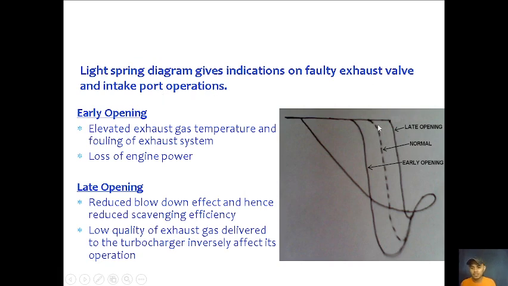Okay, the light spring diagram gives indication on faulty exhaust valve and intake port operation. As you can see, this is the normal. This is late opening and early opening of the exhaust valve. Early opening causes elevated exhaust gas temperature and fouling of exhaust system, and loss of engine power. And then late opening causes reduced blowdown effect, and hence reduced scavenging efficiency. Low quality of exhaust gas delivered to the turbocharger adversely affects its operation.